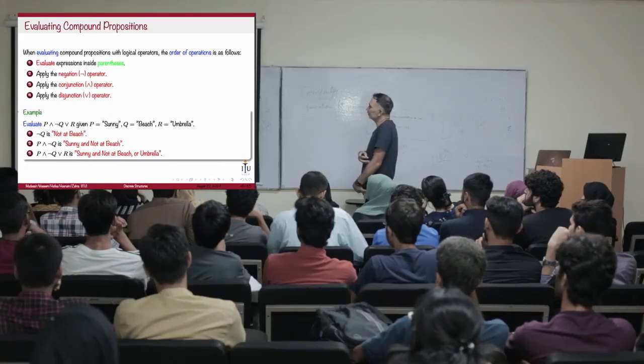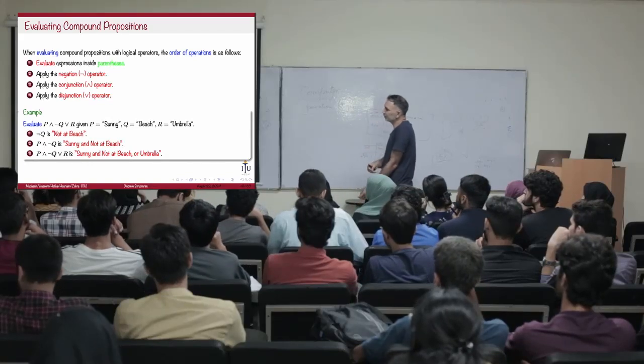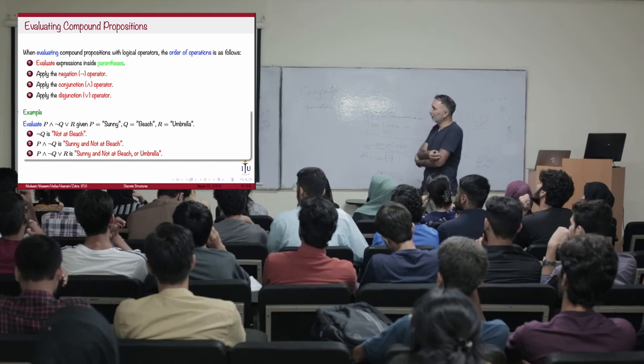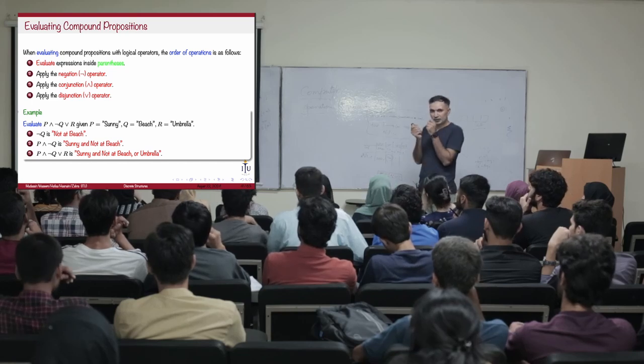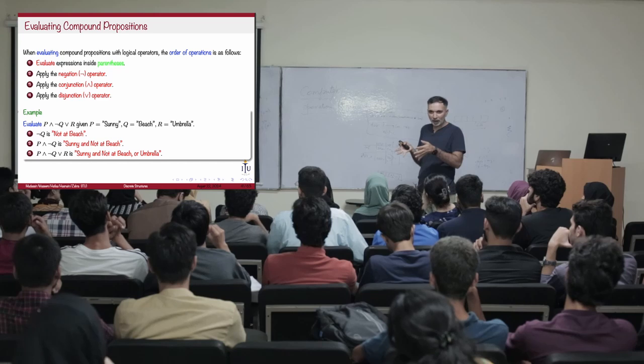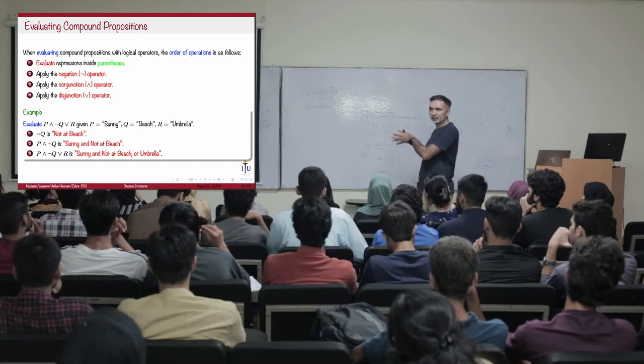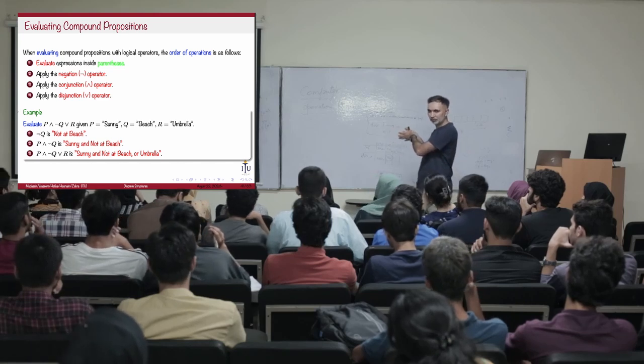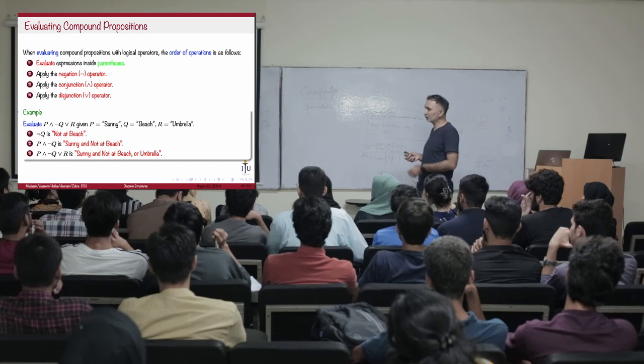Evaluate the compound proposition with logical operators in a specific order. If you switch the order in which you evaluate or think about a compound statement, you will arrive at different truth tables. Okay? You will get different truth values for them.